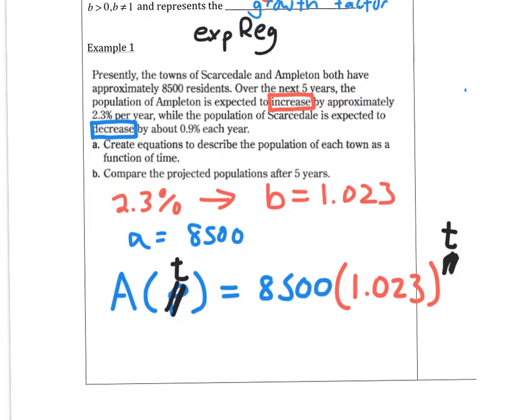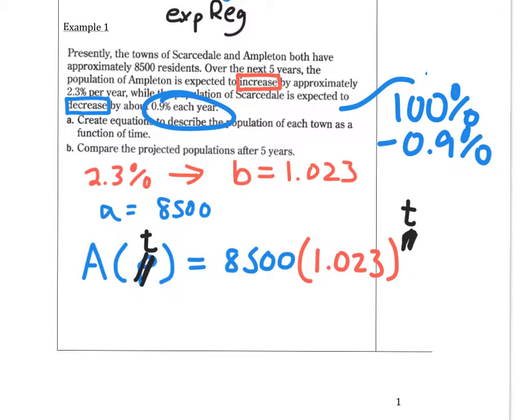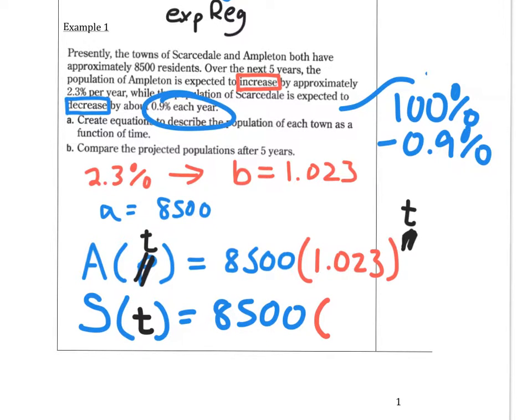Now, what's the other one? Since we have a decrease, the 0.9% dropping down is like saying 100% minus 0.9%. So we're going to say that the population of Scarsdale after time T is going to be, it starts off the same with the original amount. And this time we're going to say 0.991 to the power of T.